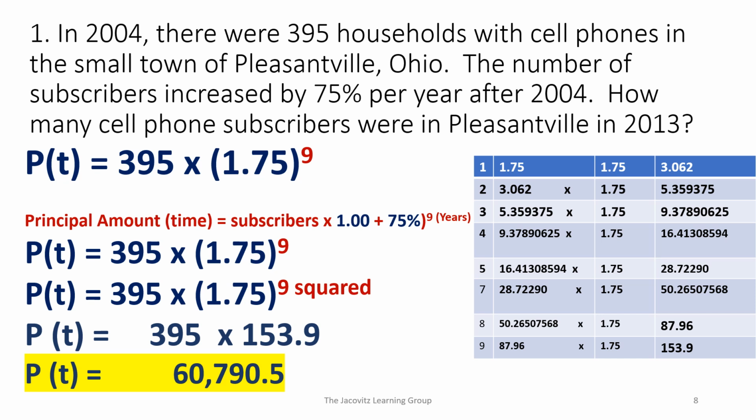So 1.75 to the 9th is about 153.9. Look at what you were doing. Now all I did was put in the exponent. When I get the final answer for 9, I have to do 153.9 times 395.